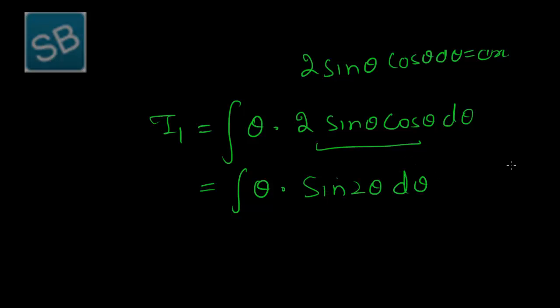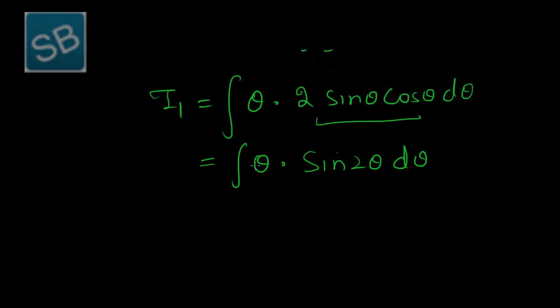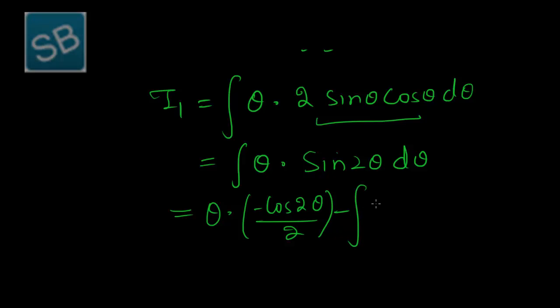So we have to use integration by parts. Theta as the first function and sine 2 theta as the second function, because theta is a simple value, it may be algebraic. By the ILATE rule, we have the algebraic function as the first function and the trigonometric function as the second function. So first function as it is, integration of second function, that is minus cos 2 theta over 2, minus differentiation of theta, that is 1, integration of second function, that is minus cos 2 theta over 2 d theta.